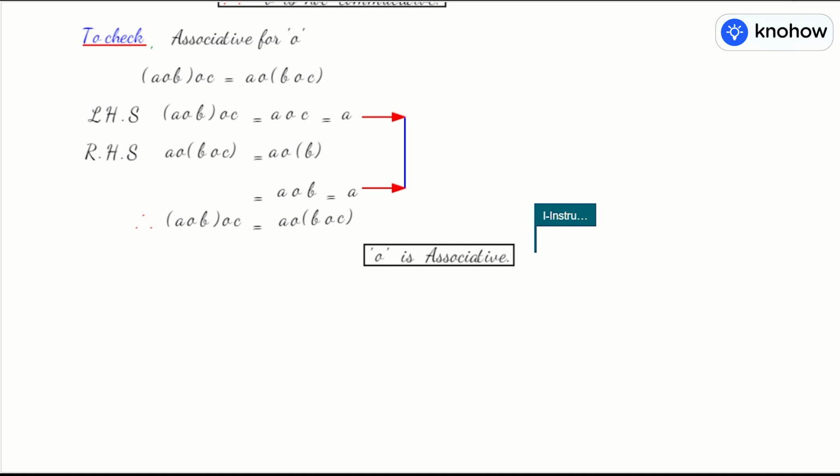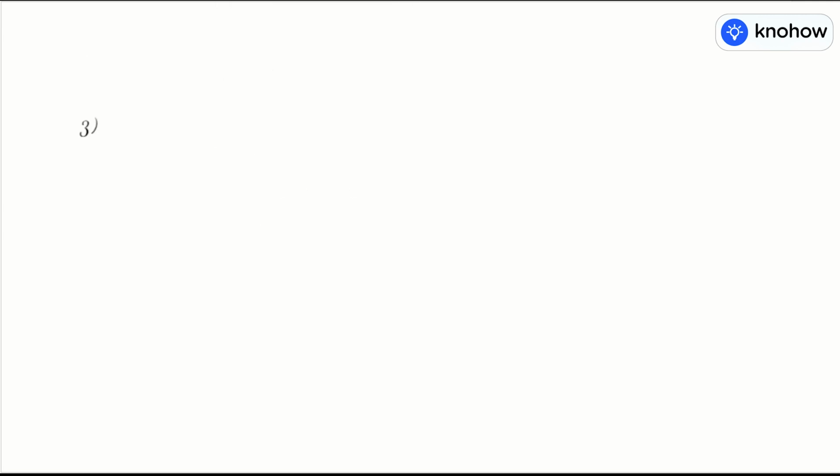That is the second part. And now in the third part we have to prove that star distributes over O. What do you mean by this? That is A star (B O C) is the same as (A star B) O (A star C).